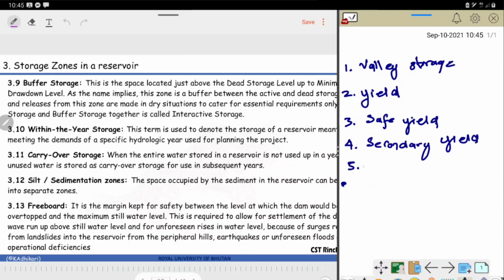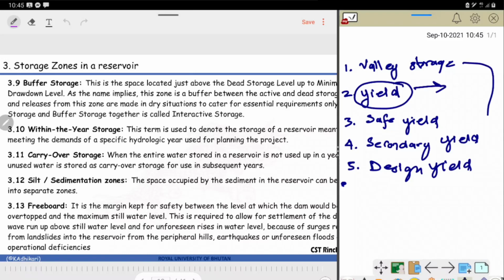Number five is design yield. Now the term yield means the product, right? If you directly translate it, it is the product. So how much water you can draw out of that reservoir, you can take it out. So that is the actual meaning of this yield. So I want you to go through this term.